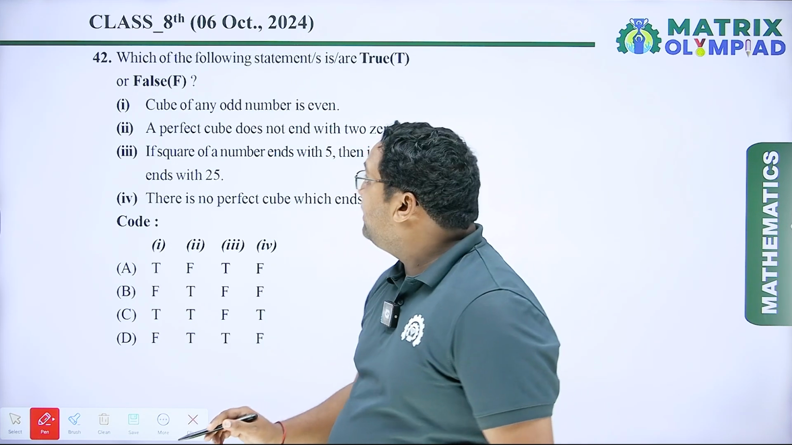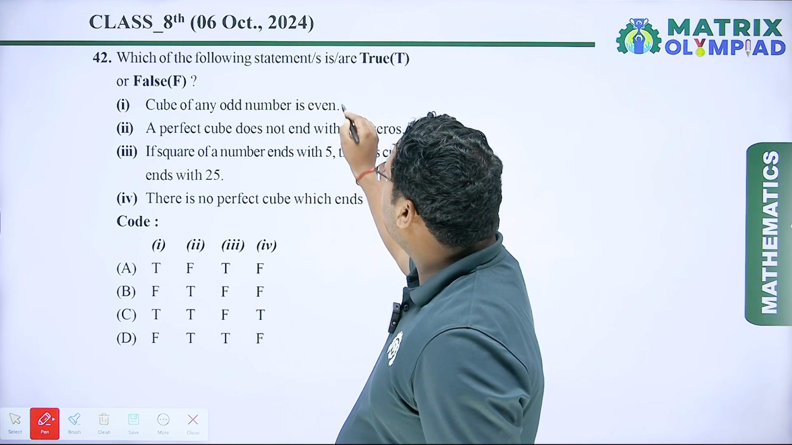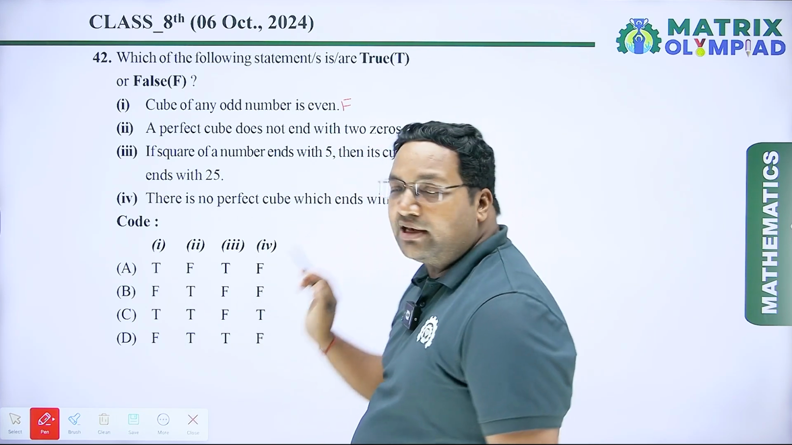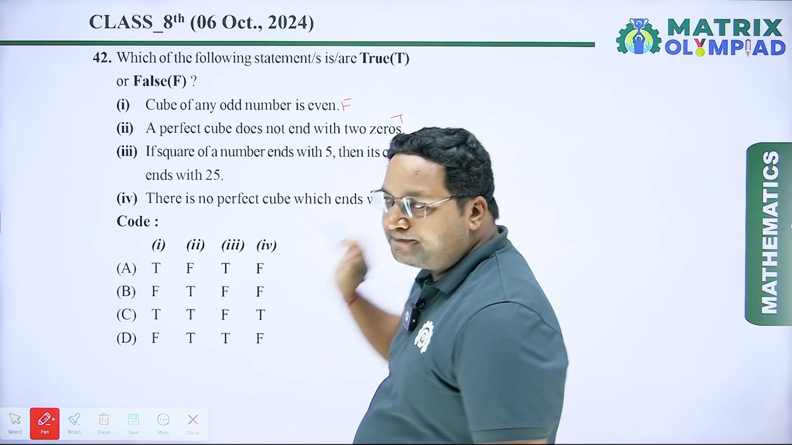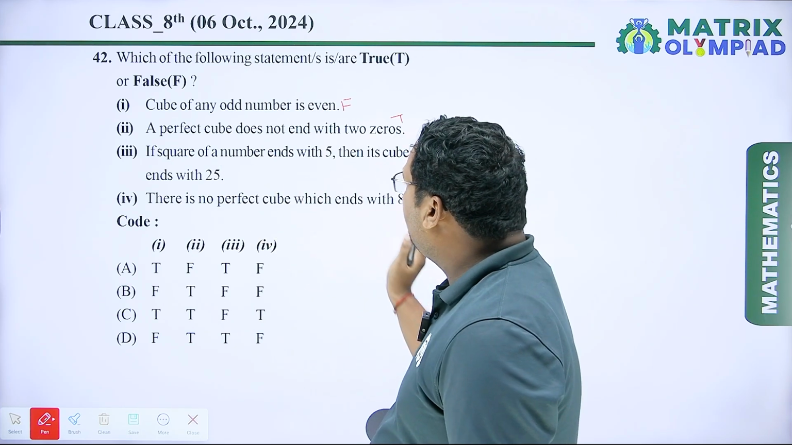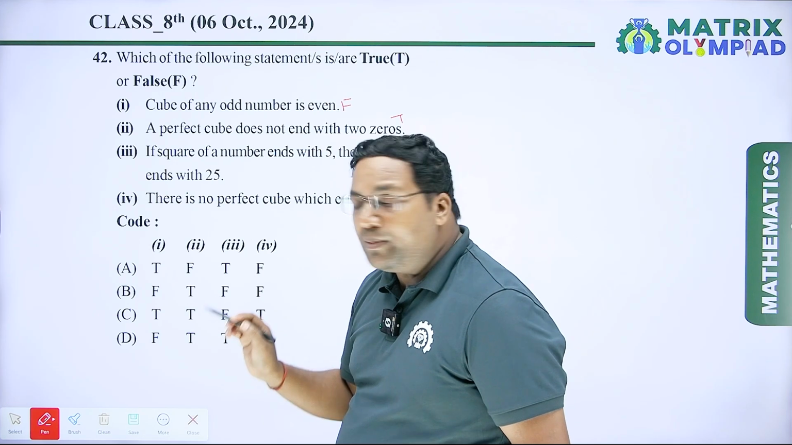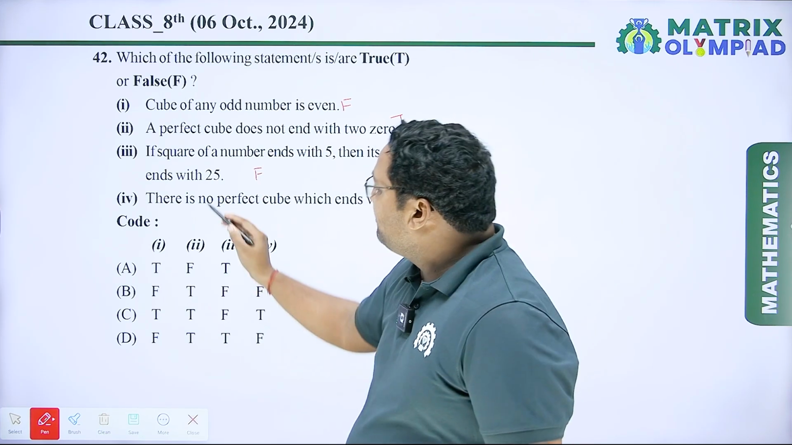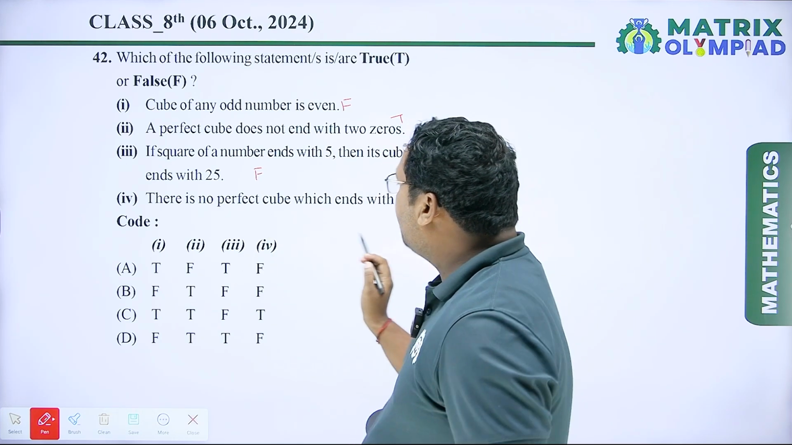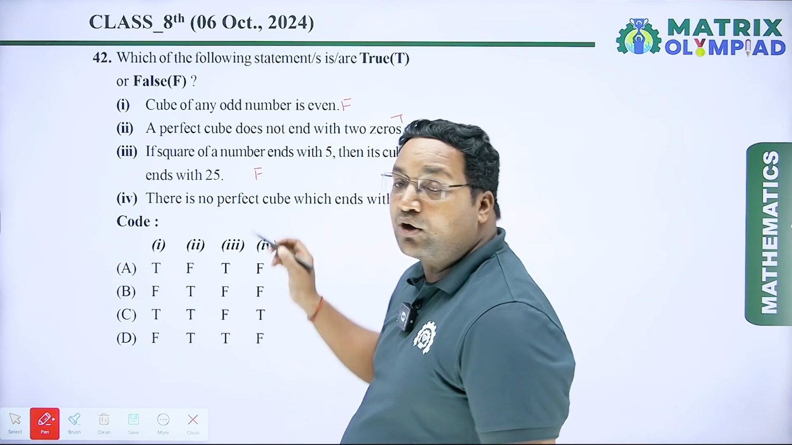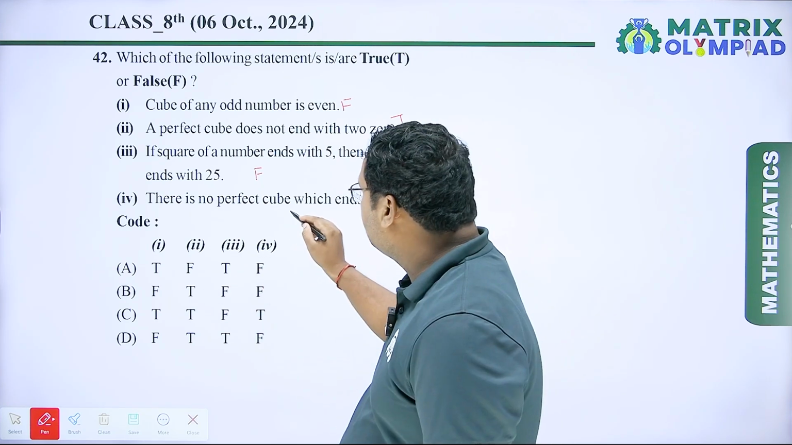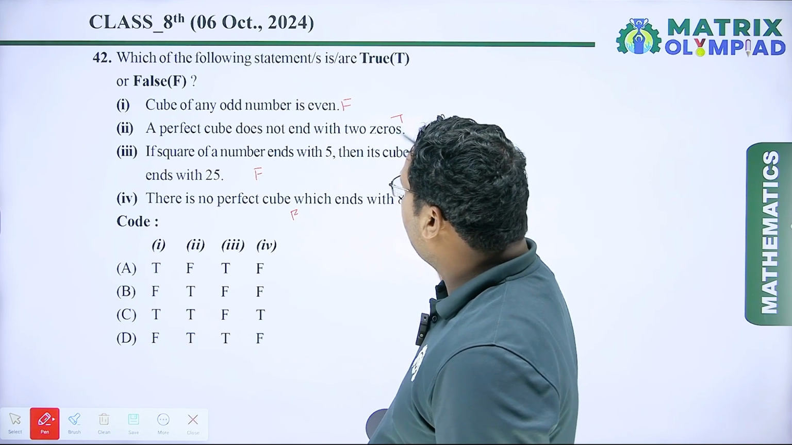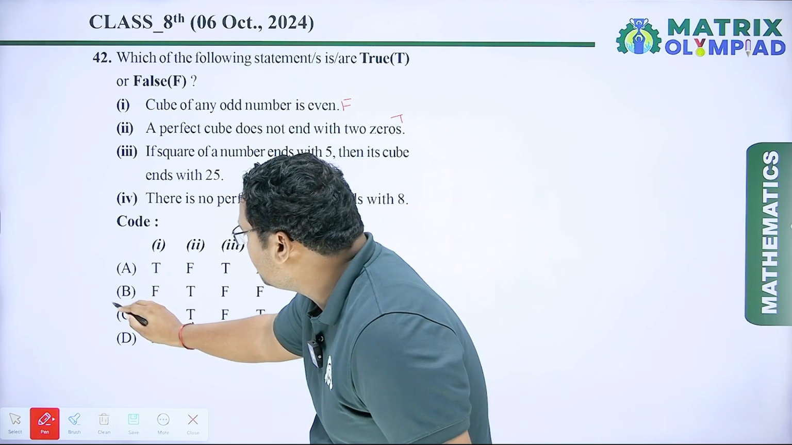Next, cube of any odd number is even. It is false because the cube of any odd number is odd. Next, a perfect cube does not end with 2 zeros. It is true. Next, if the square of a number ends with 5, then its cube ends with 25. It is also a false statement, it is not true for all values. Next, there is no perfect cube which ends with 8. It is also false because the cube of 2 is 8. So the correct option is FTFF. FTFF is option number B.